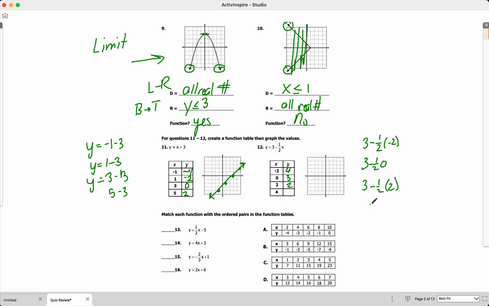There we go. And finally, my next one, 3 minus half of 4. Half of 4 is 2, so 3 minus 2 is 1. So again, we've got 4. This time we've got negative 2, 4. 0, 3. 2, 2.